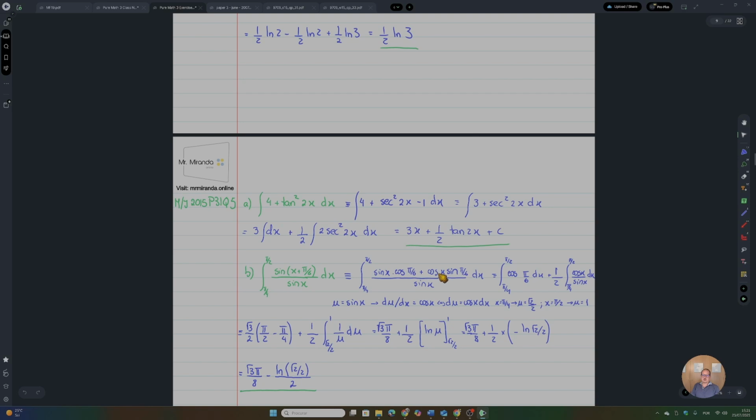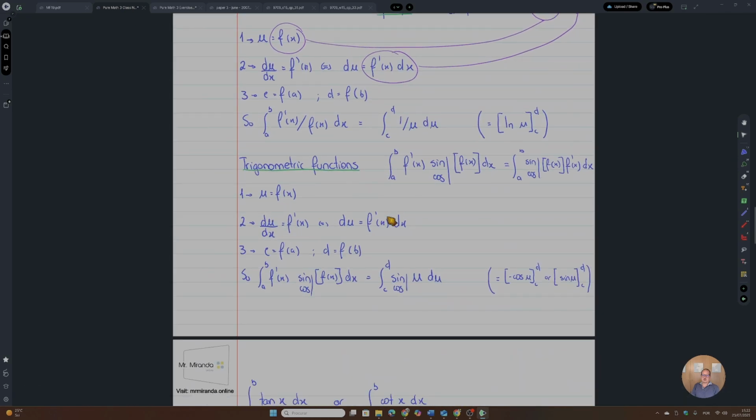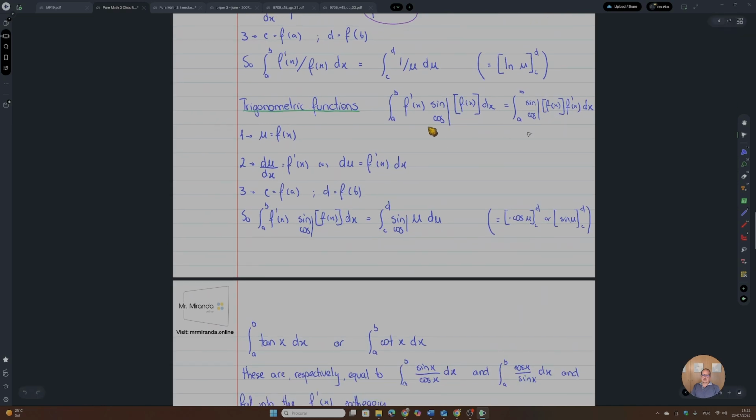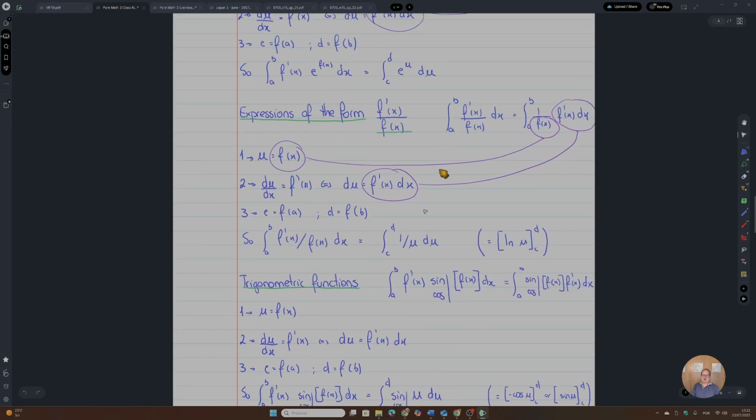Plus, and then you have cosine of x sine of pi over 6, which is 0.5, so I already have put that outside. And I'm left with cosine of x over sine of x. Okay, so this is one of those special cases. This is one of the specific cases that I mentioned over here. Where is it? Trigonometric functions. No, it's not this one. Yeah, basically it is one of these in disguise.